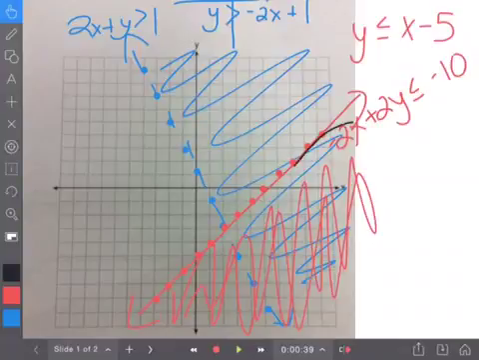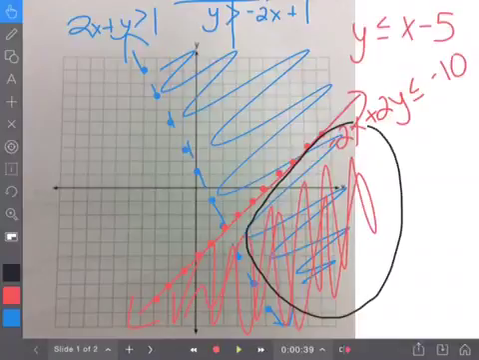Therefore, we are looking for the section of the graph where we have both colors shaded in. That would be this region right here. So we are going to put a big giant S there for solution set. Any point within that shading will make both inequalities true, therefore is a solution to our system.